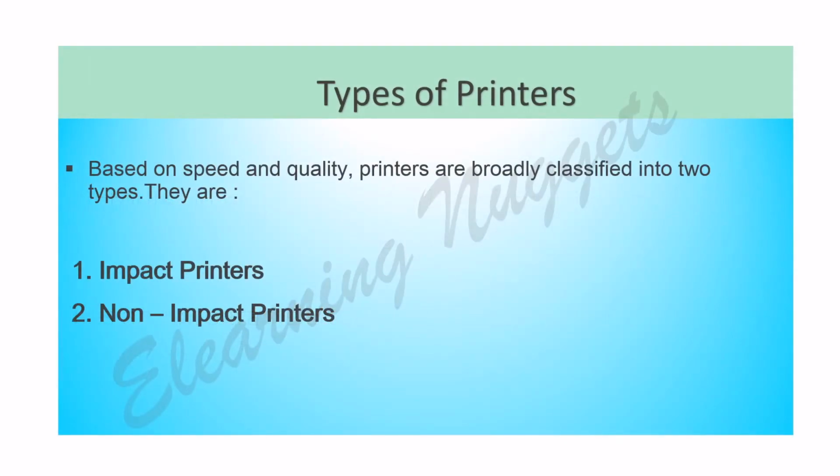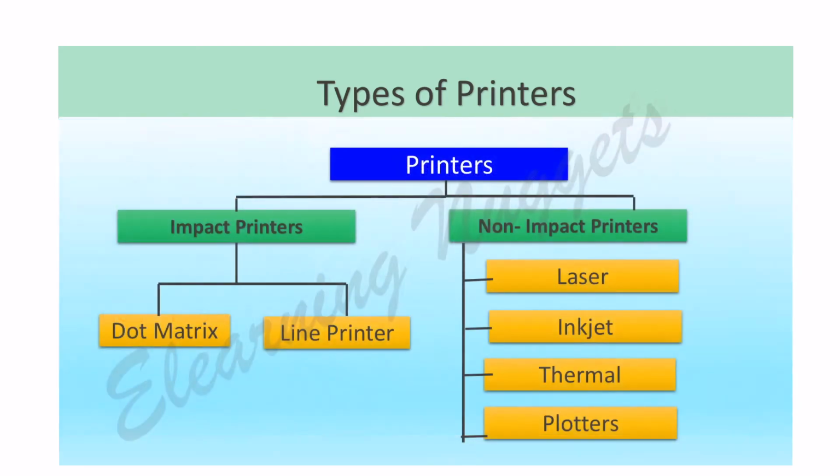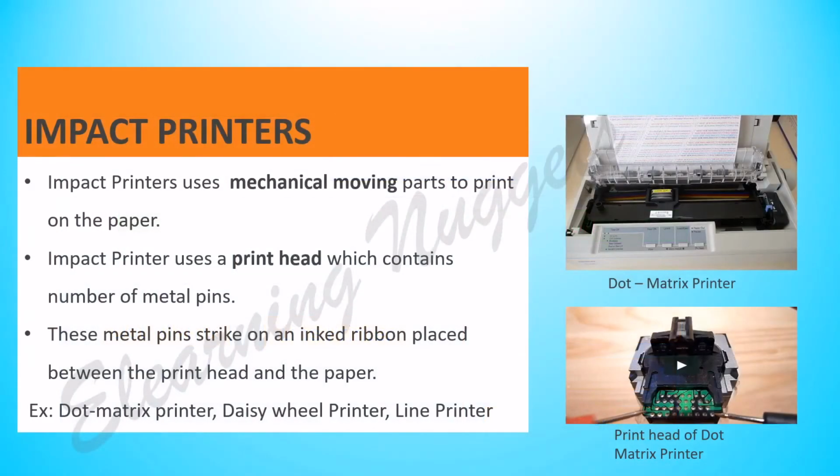Based on their speed and quality, printers are classified into two types: impact printers and non-impact printers. So here I have given you the classification of printers. So they are classified as impact and non-impact printers. Dot matrix printer and line printers are examples of impact printers, whereas laser printer, inkjet printer, thermal printer, plotters are examples of non-impact printers.